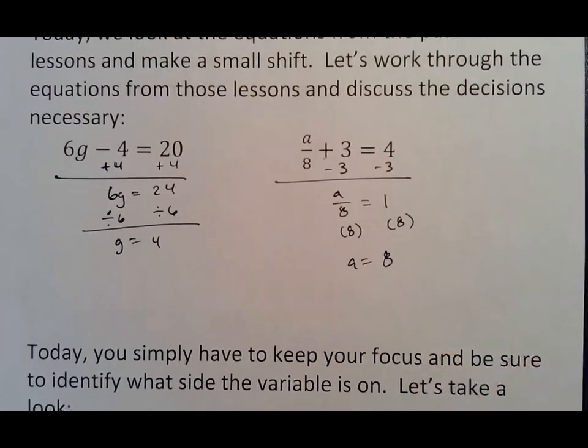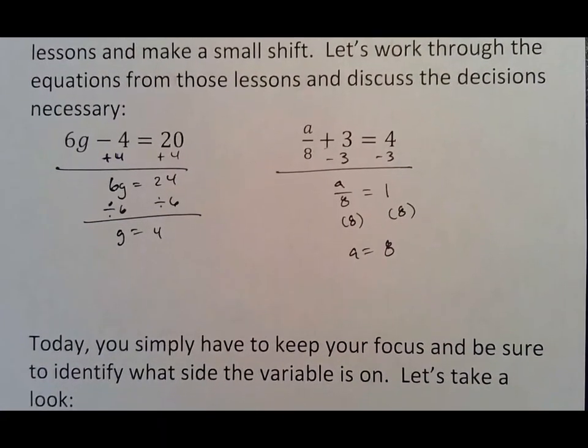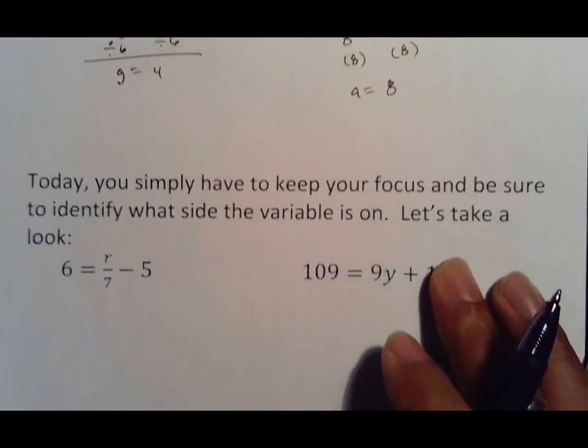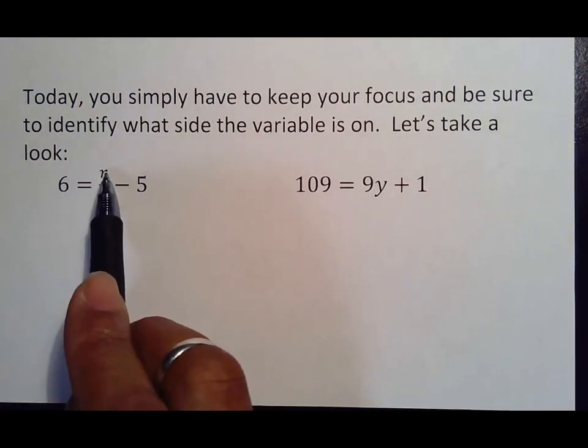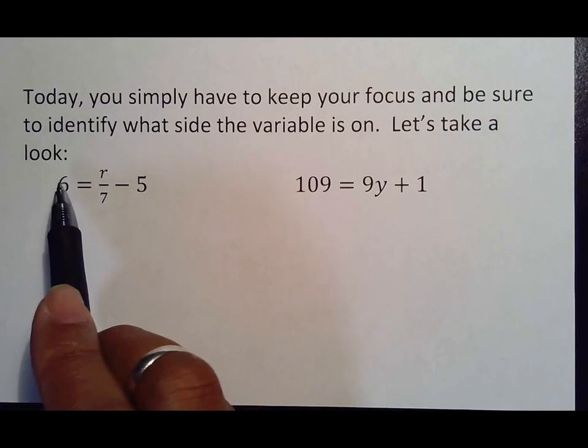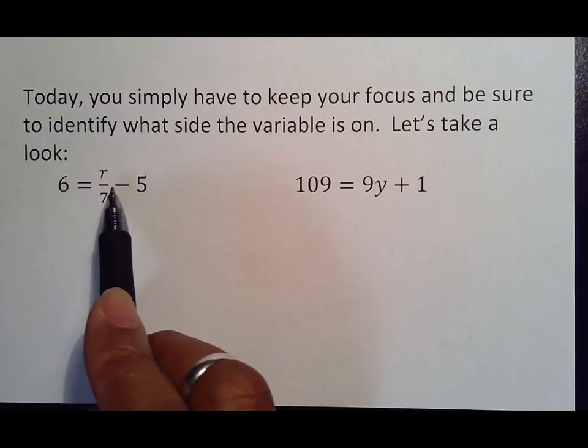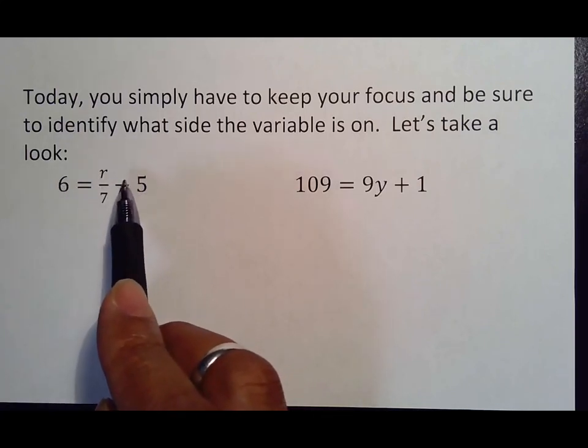So today you simply have to keep your focus and be sure to identify which side the variable's on. This is your work for the week, or for pretty much the last lesson for the day, which is the same. It's just a matter of making sure that when you go to say what values with r, you recognize that r is on the right, and 6 is the value we ignore, so 7 and negative 5 are with r. Negative 5 should go first.